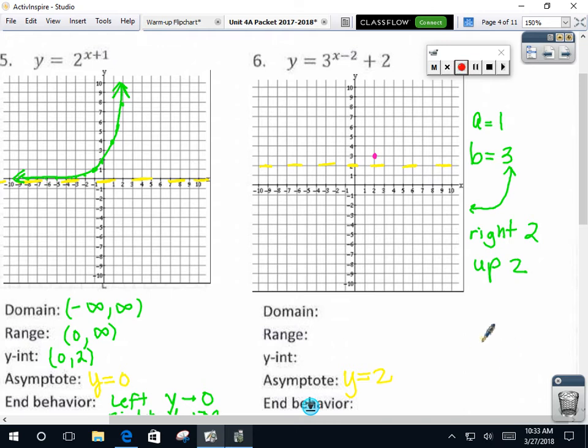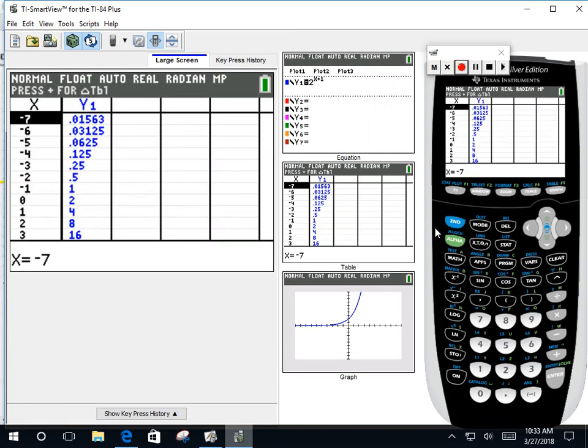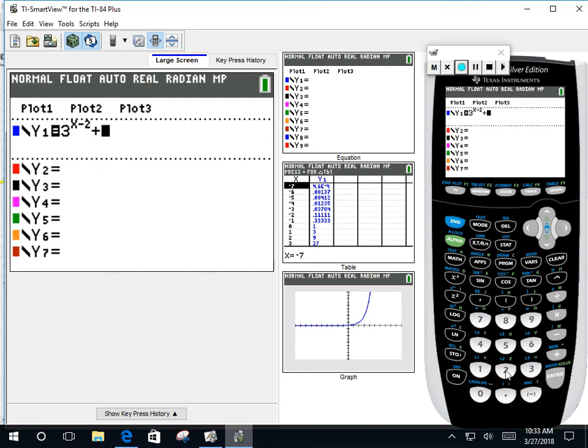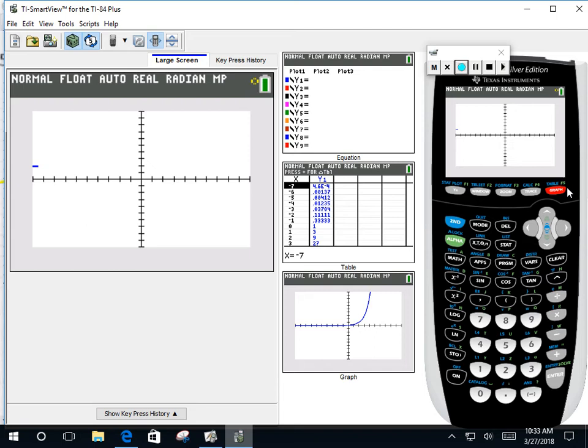Now to get the rest of the points for this curve, what do we do? Graph it. So go to your calculator and graph that. Y equals 3 raised to the x minus 2, and then arrow over to come back down before putting plus 2, and then graph it. Plus 2. 3 raised to the x minus 2, and then a big plus 2.